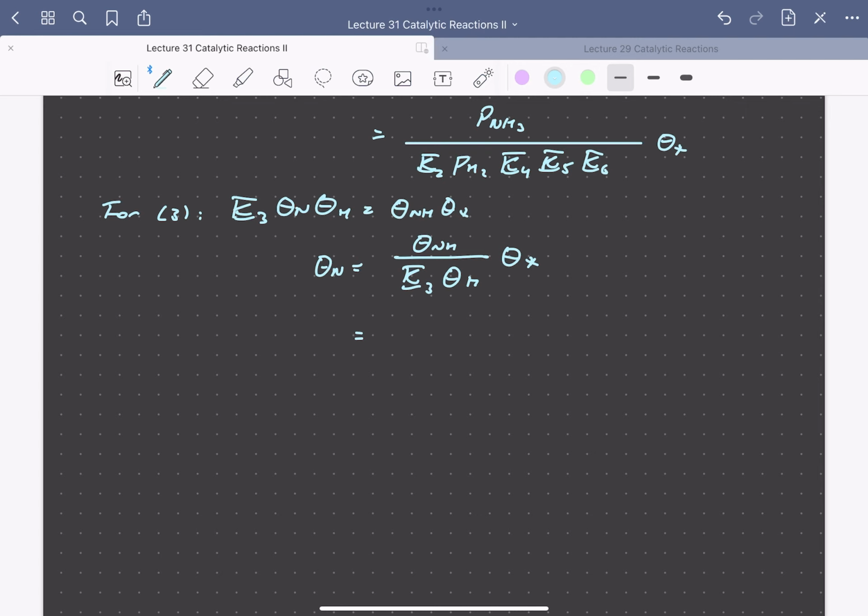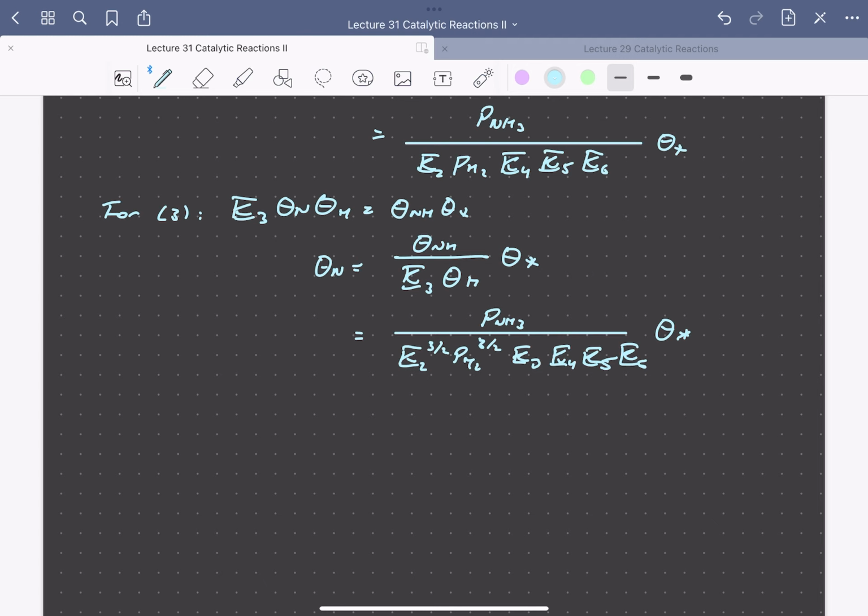So our numerator will be the partial pressure of ammonia. Our denominator will now become K2 to the 3/2, pH2 to the 3/2, and then the equilibrium constants for steps 3, 4, 5, and 6. And this will all be multiplied by the free site coverage theta star.